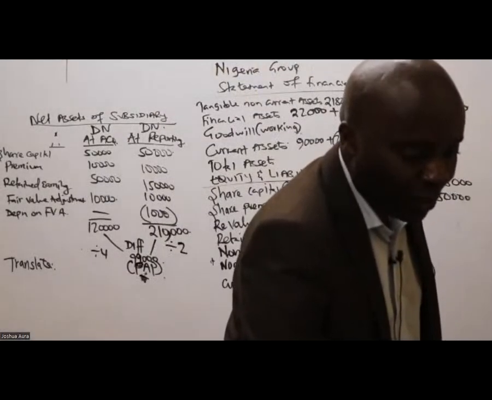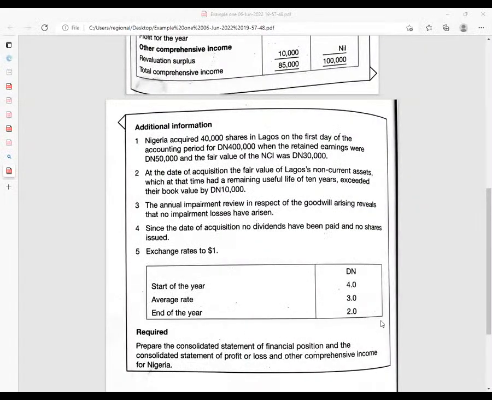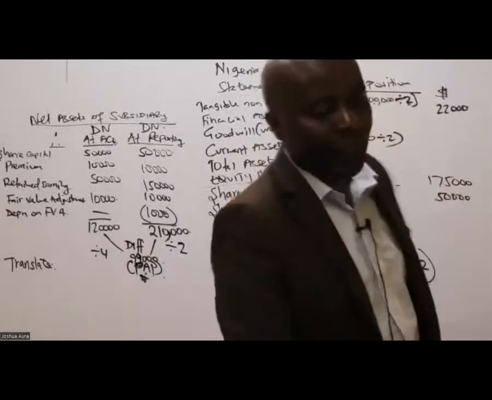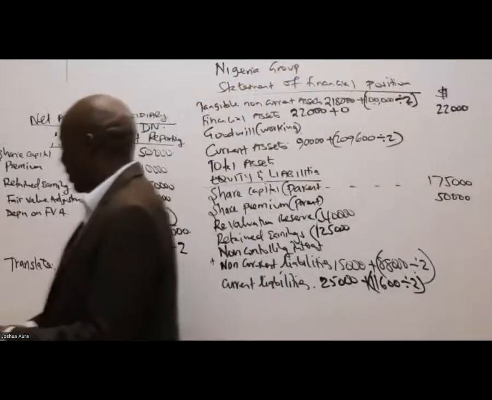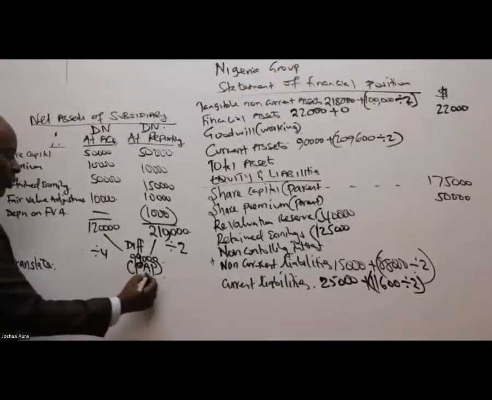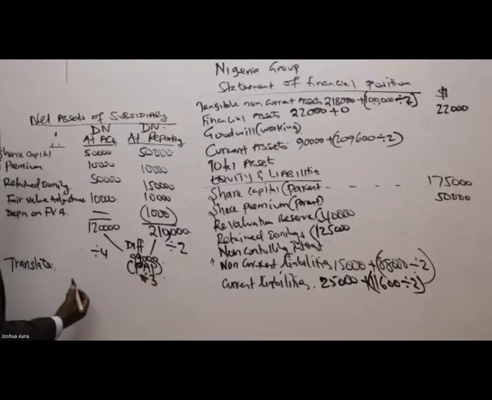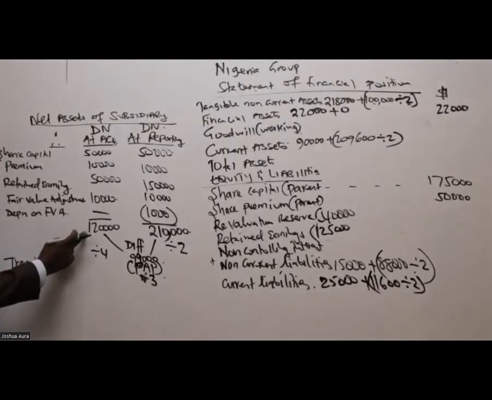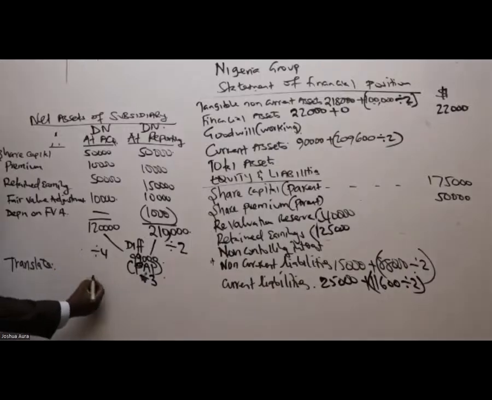The average rate has been provided. It's 3, like that. So divide this by 3. Could you kindly give me now these translated figures? Give me the net assets at acquisition, how much I write here.